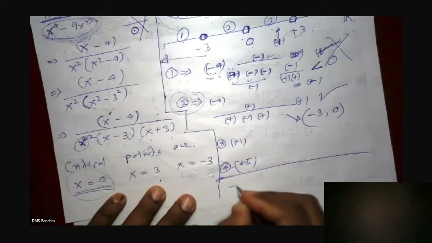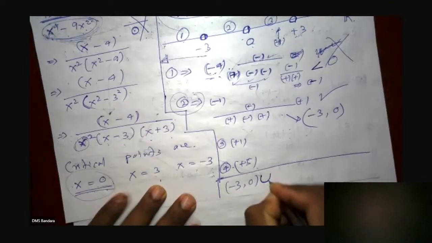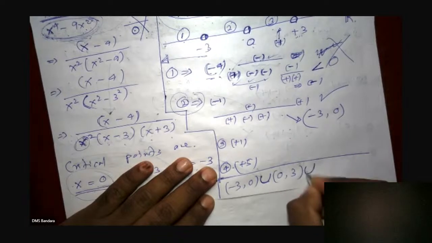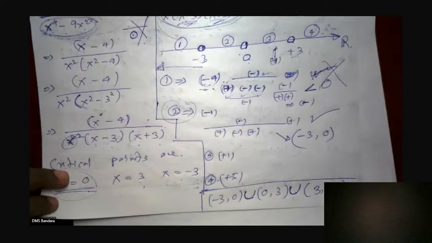The final answer is here, right? (-3, 0) union (0, 3) union (3, infinity). These are the three regions that satisfy this inequality, right?